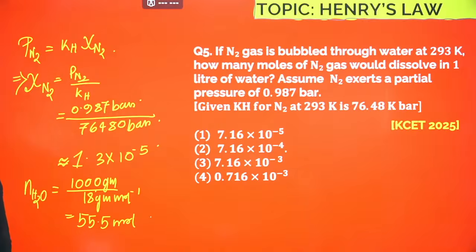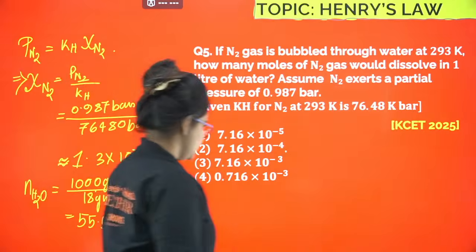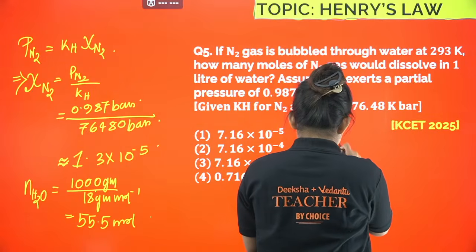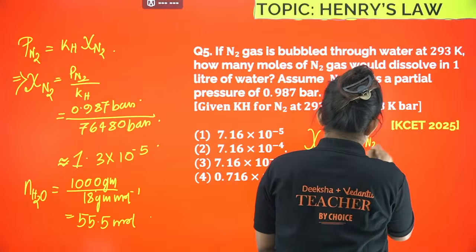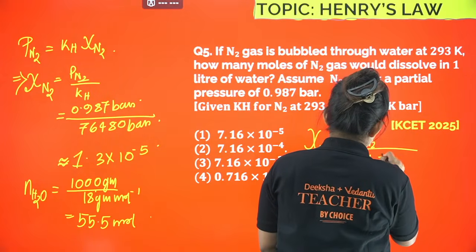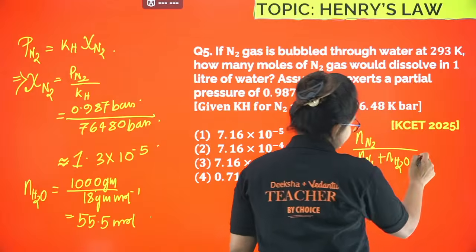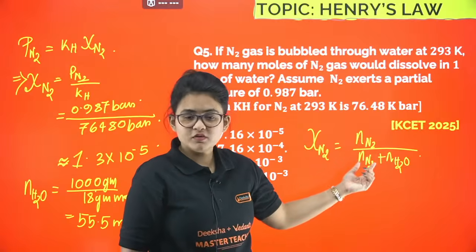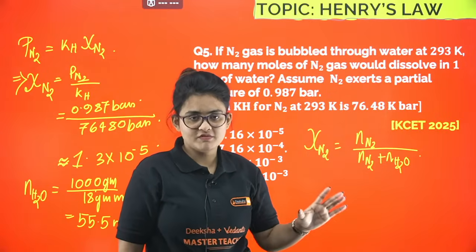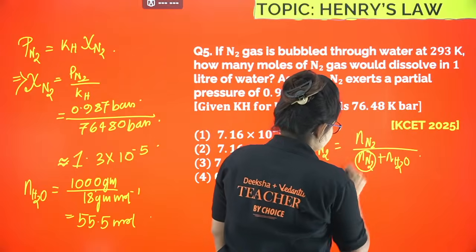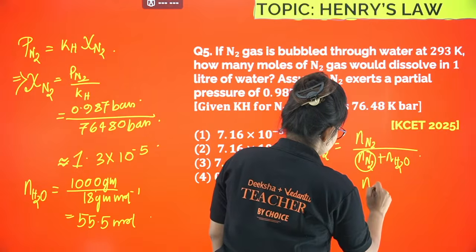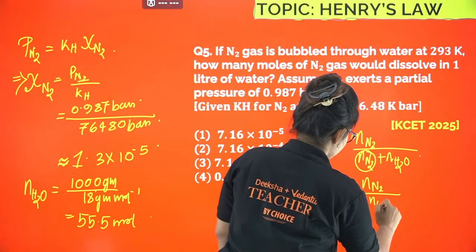Right, so now from here I can directly calculate the mole fraction of N2, right? So let's just proceed here. So mole fraction of N2 will be equals to number of moles of N2 divided by number of moles of N2 plus number of moles of H2O. Now here what you can do, compared to that of the number of moles of water, number of moles of N2 is very less. Okay, very less. So we can avoid this term. Okay, so my equation will be something like mole fraction of N2 is basically equals to number of moles of N2 divided by number of moles of water.